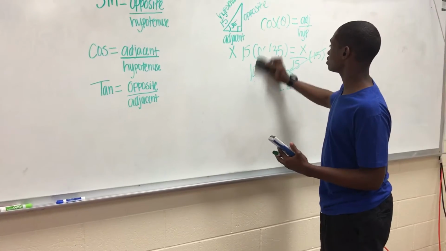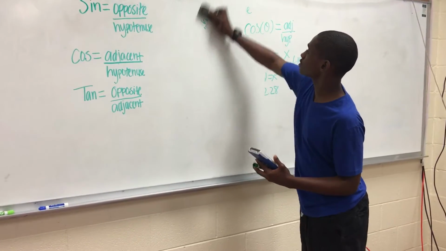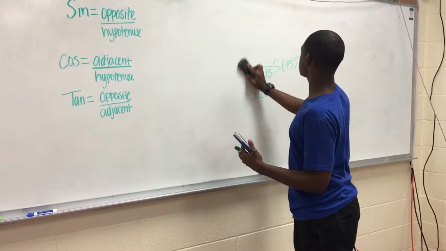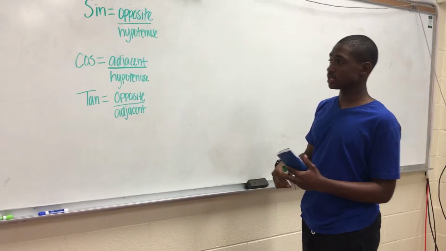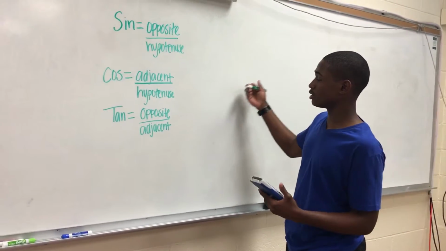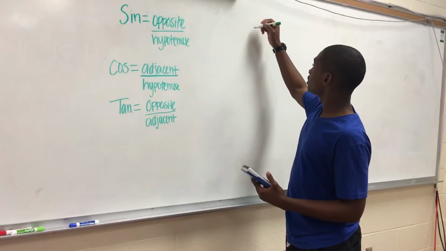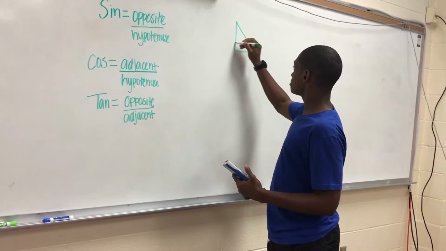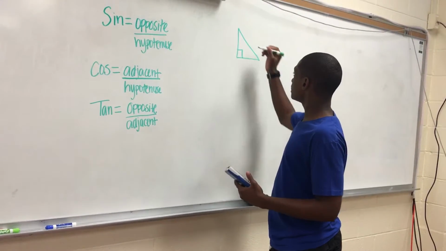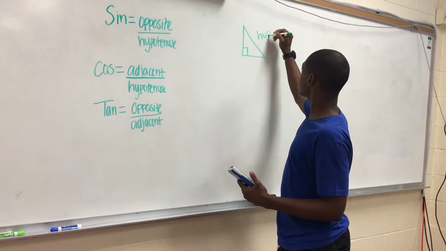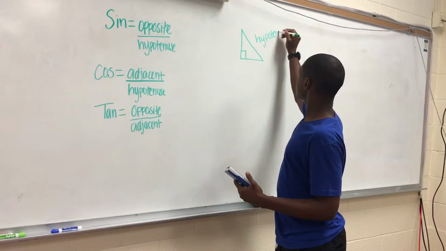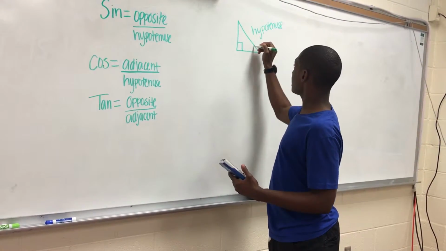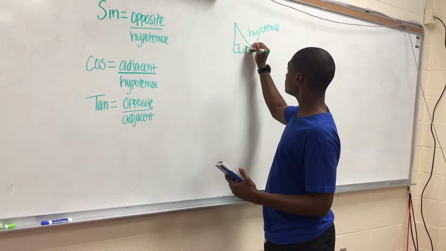And lastly, I'll show you tangent. Now tangent is a little different because it doesn't work with hypotenuse. It's actually opposite over adjacent. So we'll have another right triangle. We'll label it here. And this will be our hypotenuse again. I'll put the angle here, I'll label it as 50.